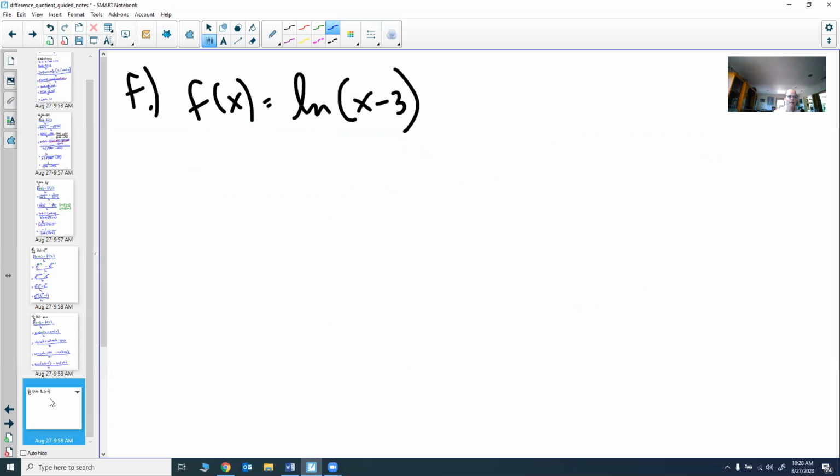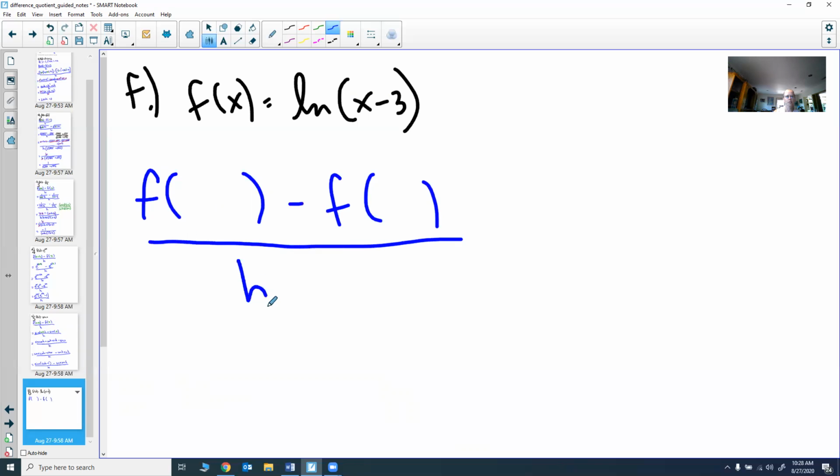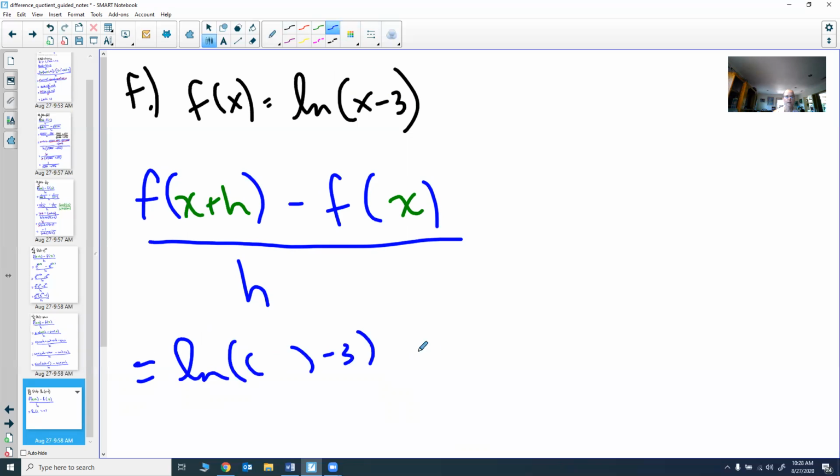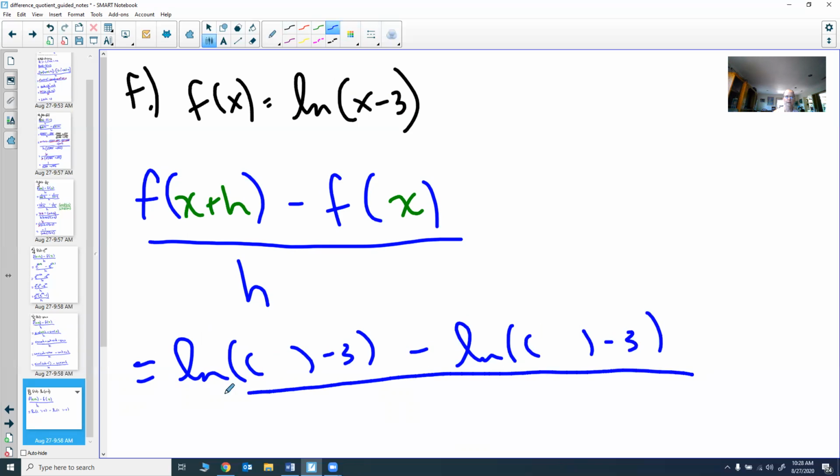The last one I want to look at is the natural log of x minus 3. So again, the difference quotient is f of something minus f of something all over h. The first something is x plus h. Second something is x. When I go to do this, my function is the natural log of something minus 3, all over h. In the first function, my something is x plus h. In my second function, my something is x.